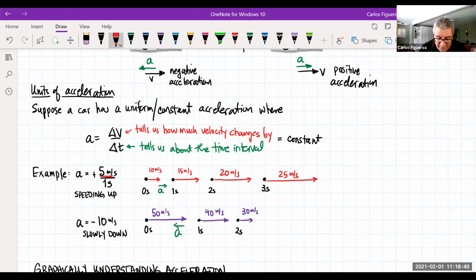So I go from 10 to 15. And then at 15 meters a second, if I continue to accelerate, then I'm going to change my speed from 15 to 20 meters a second. And so it's going to continue to change by this constant amount.